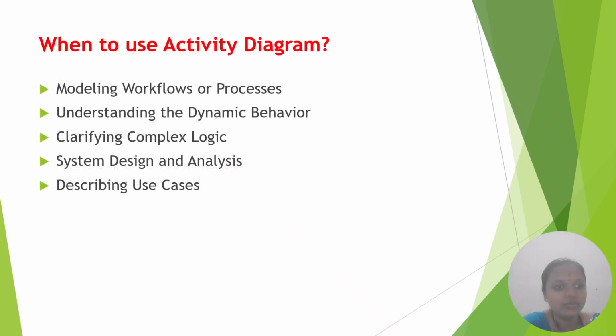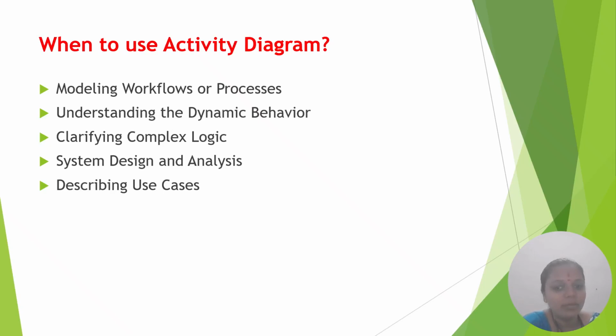Next, when to use activity diagram. Activity diagrams are useful in several scenarios, especially when you need to visually represent the flow of processes or behaviors in a system. Here are key situations when you should use an activity diagram. The first one is modeling workflow or processes.